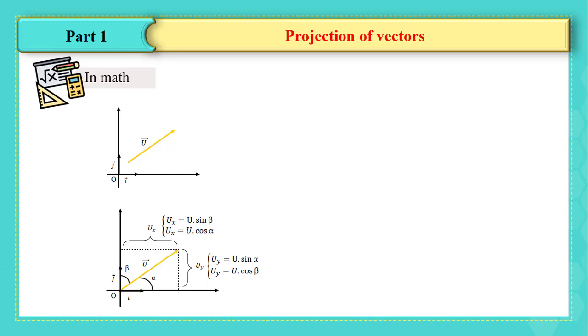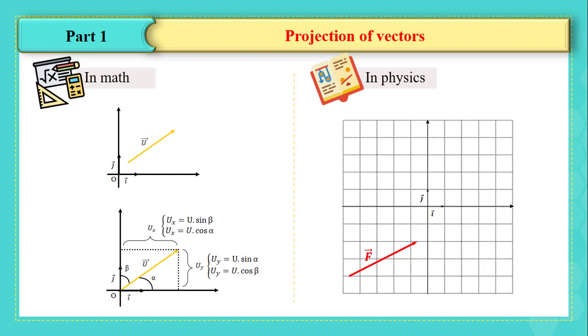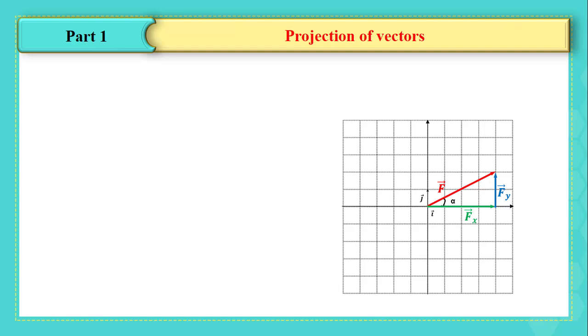Vector u also makes an angle beta with the y-axis. We can also use this angle to find the components of this vector. Ux is the side opposite to beta. Then ux is equal to u sine beta, and uy is the side adjacent to beta. Then uy is equal to u cosine beta. The same applies to forces in physics. Any force has two components, Fx and Fy. Let us now learn how to find these components.